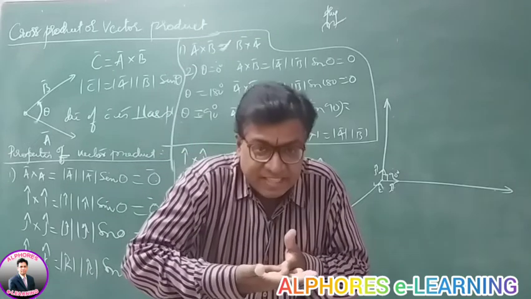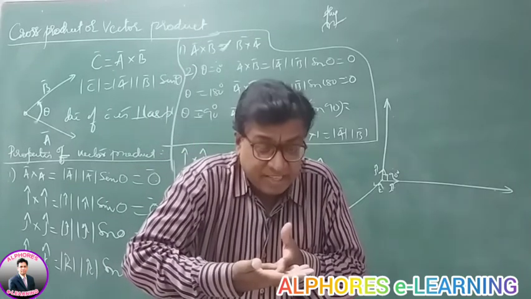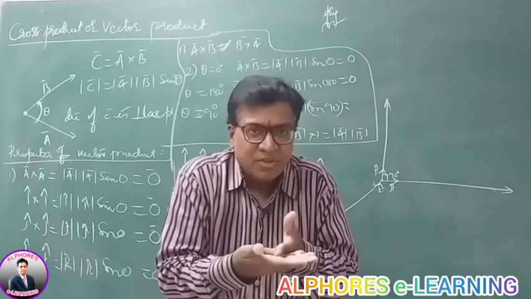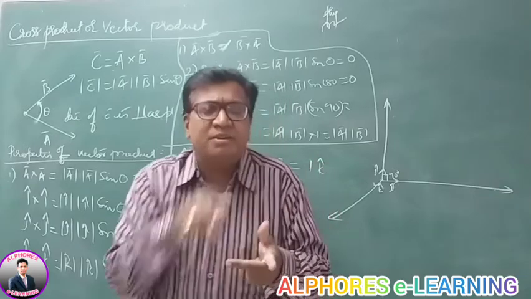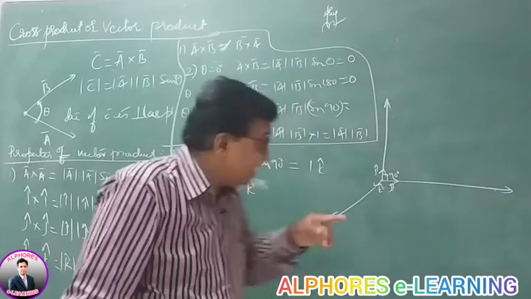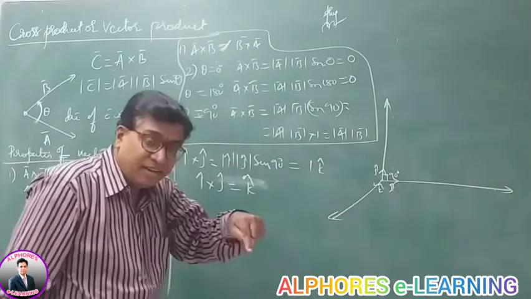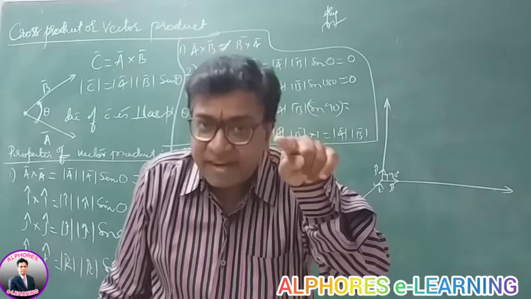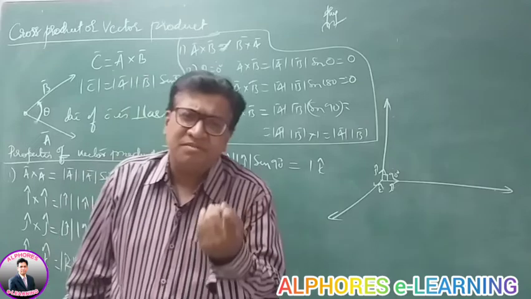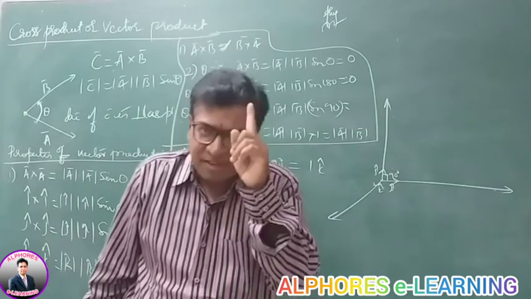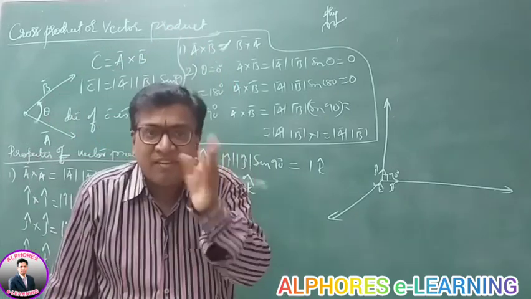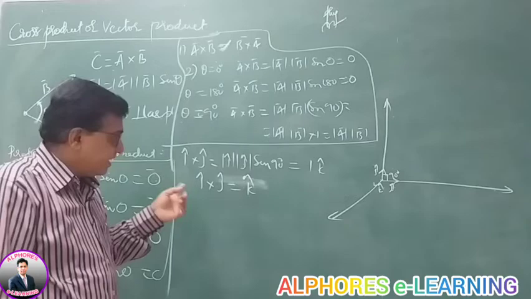If I take the plane of I and J, the xy plane, I is x and J is y. So perpendicular to I and J means perpendicular to the xy plane, and perpendicular to the xy plane is the z axis. So the resultant is a vector of magnitude 1 perpendicular to both x and y. A unit vector perpendicular to x and y is along z, and the unit vector along z is K. Hence I cross J is K.